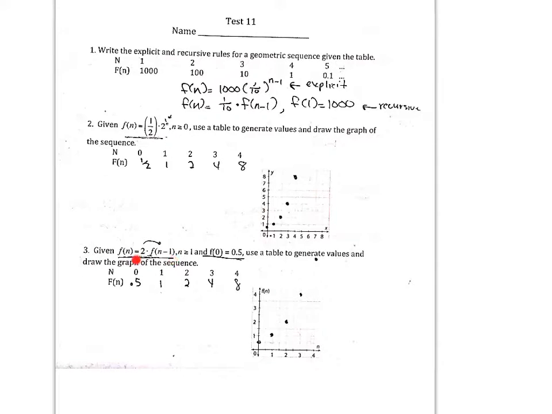Number 3, they gave you recursive this time, but they told you what the first one was, 0.5. Then they tell you they're multiplying each term by 2, so do 2 times 0.5, 2 times 1, 2 times 2, 2 times 4, and then plot them on there. That last one doesn't quite fit, but that's okay.